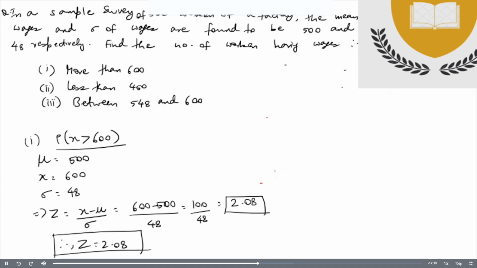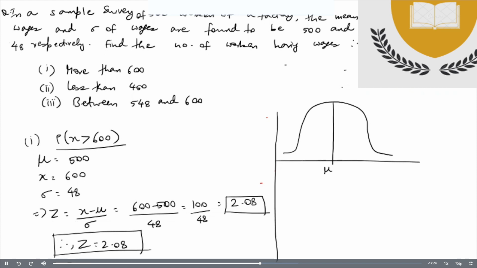Once I find the z value in the question, I will plot all this on the diagram. Let me draw a rough diagram here. This is my mean. Mean is 500, and at this point z is 0, and I am going to plot 600 here. 600 means x is 600, and at this point z is equal to 2.08. Now tell me how I will compute. I have to find the area of P of x more than 600. P of x more than 600 means I need to find the area of this portion. How do I find the area of this portion?